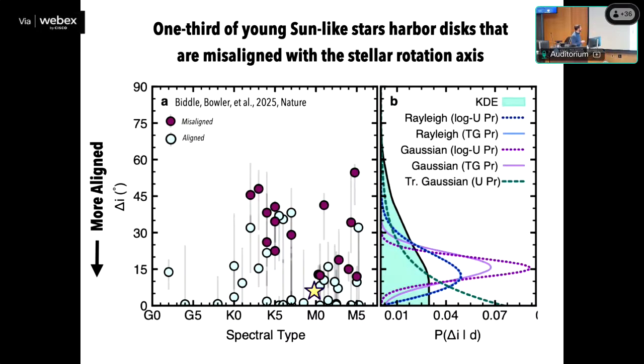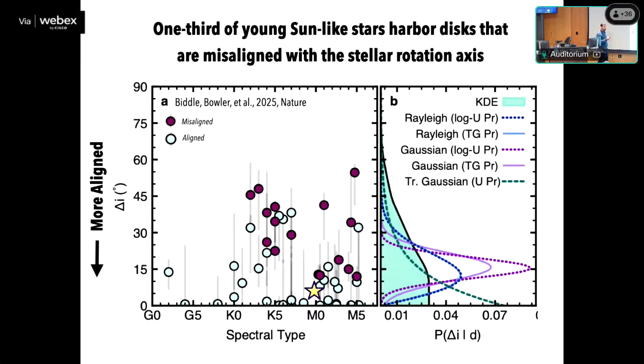So this was a Nature paper she had last year. This is delta I on the y-axis and spectral type on the x-axis. All of the solid points here, these are the statistically misaligned systems. And the big picture result is that most systems are aligned.